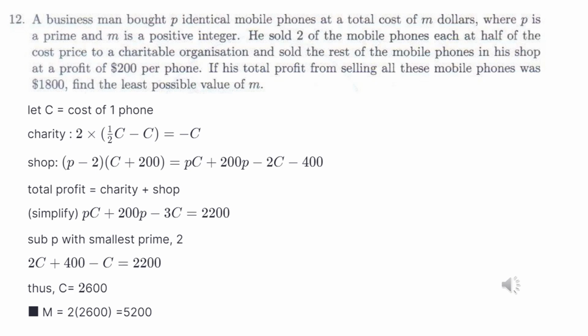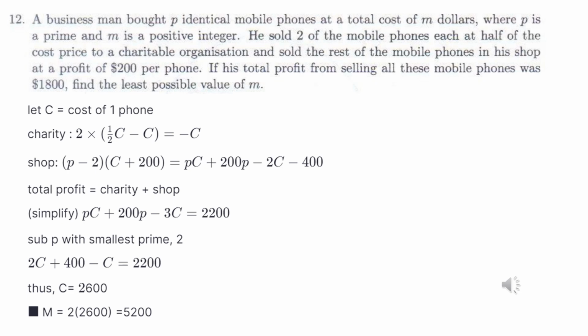First, we let C be the cost of one phone, and then we construct equations using this variable, finding that the profit from the charity is negative C, and from the shop as such. Then we can get a total profit by adding up these two equations, which gives us PC plus 200P minus 3C equals 2000 and 2200.